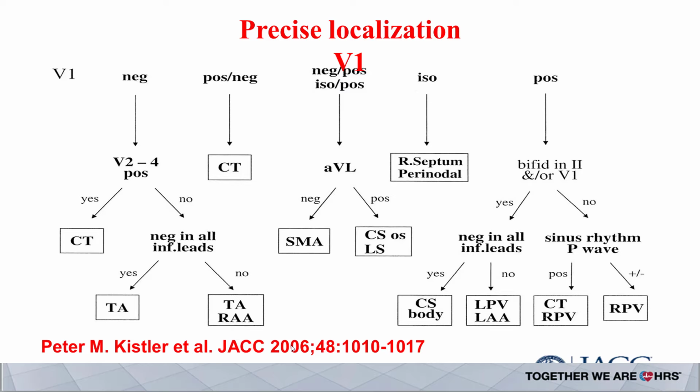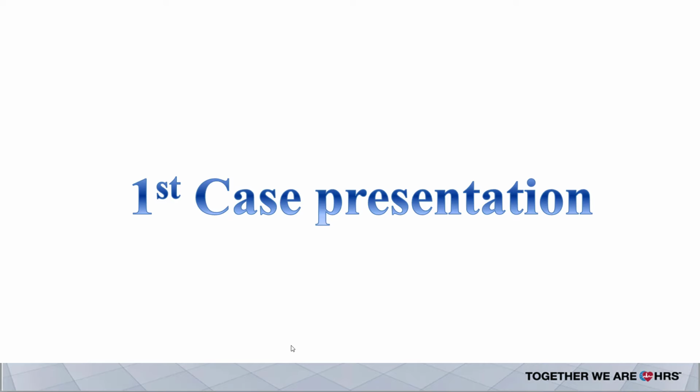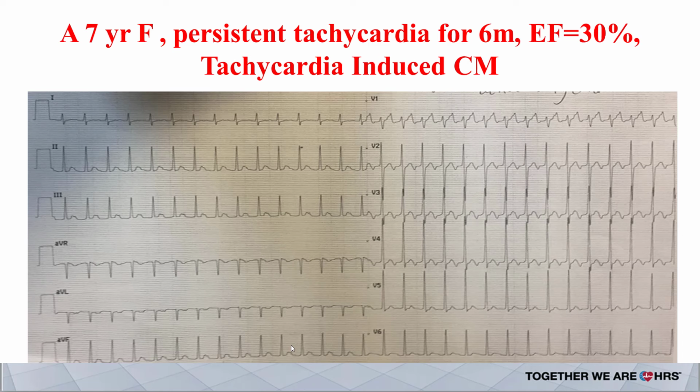Now I'm going to share with you some of the cases which we did at Ain Shams University. This case is a 7-year-old female patient who presented with persistent tachycardia for 6 months, and her ejection fraction started to drop to 30%, and she had tachycardia-induced cardiomyopathy.